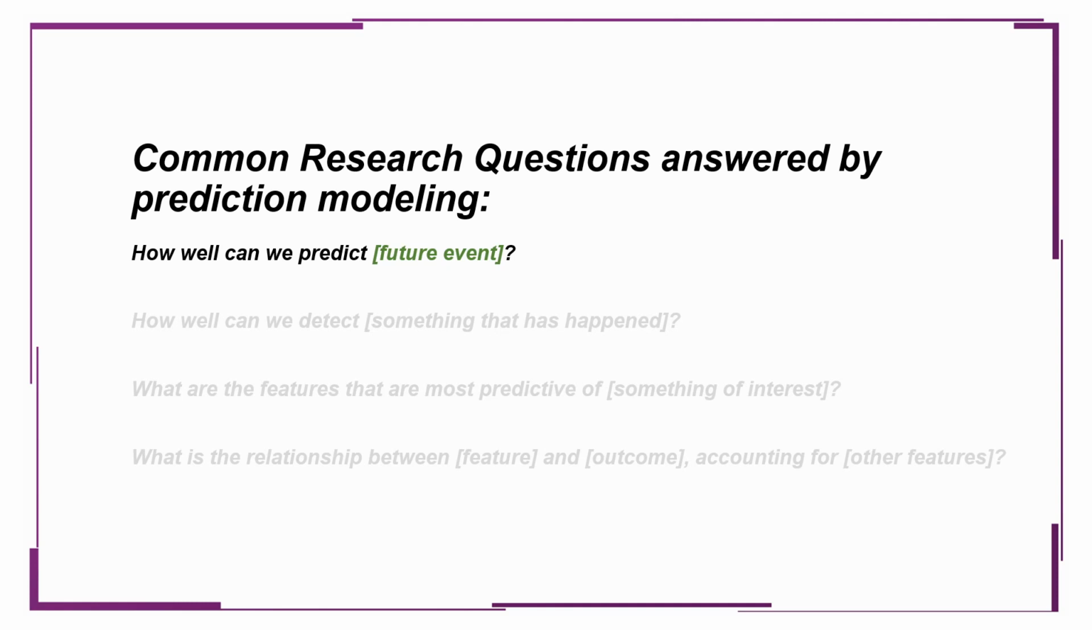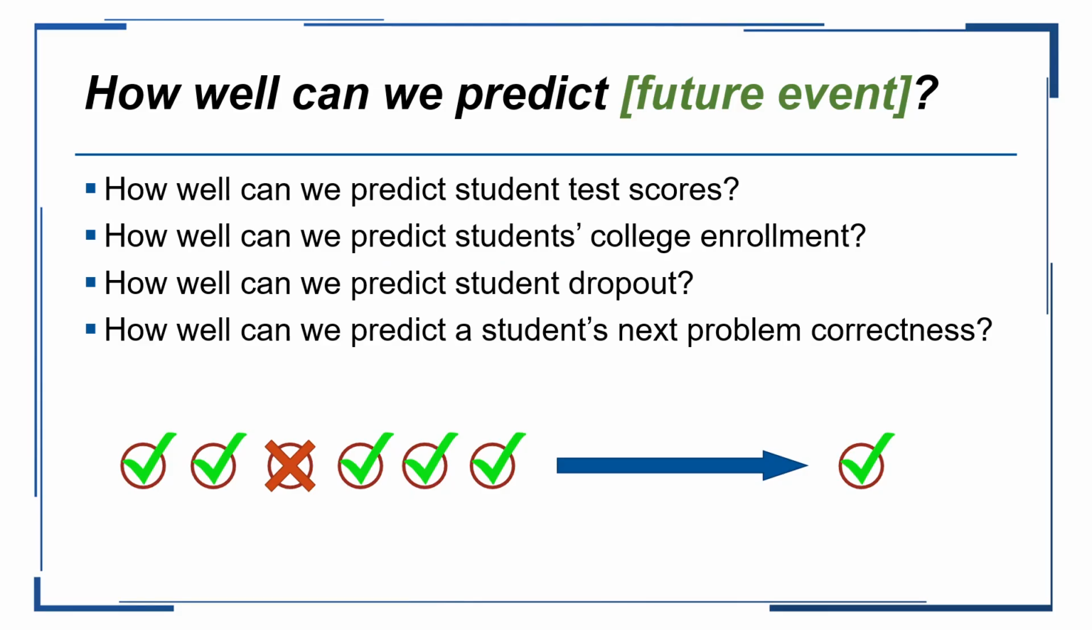Prediction modeling, as the name suggests, can help us understand how well we can forecast or predict some future event. This could be something like examining how well we can predict a student's test scores, or how well students are likely to perform on the next quiz or at the end of the year. We can also build models to predict students' likelihood of attending college or their risk of dropping out of a course or out of school as a means of identifying students who are struggling. Or on a finer grained level, we can build models to predict whether students are likely to answer their next problem correctly as a measure of their knowledge.